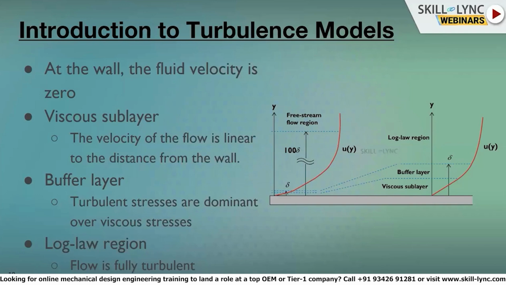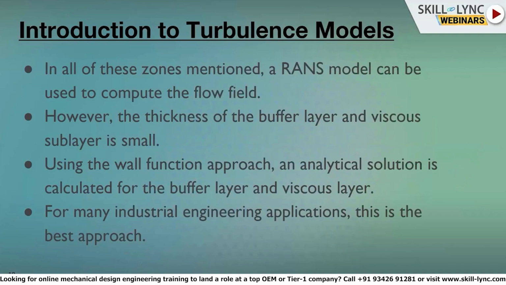So based on the problem, one has to take a call. Do I need to exactly capture till the log law region, or the full physics, all the boundary layer regions of turbulence? That is what is being addressed using turbulence modeling. Usually the commercial software available in the market, be it Fluent or STAR-CCM+ or whatever, all those are RANS models.